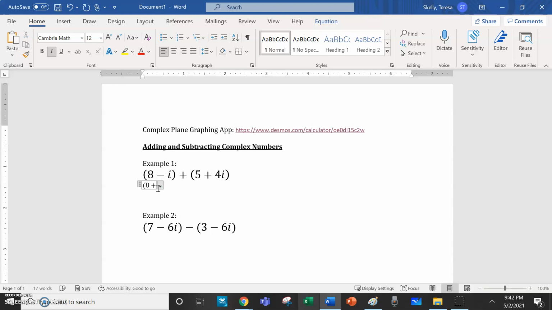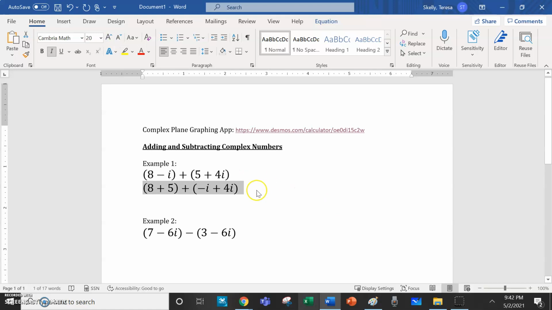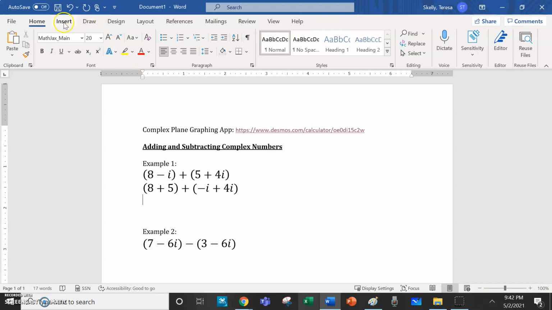8 plus 5 plus negative i. I'm taking that from this guy right here, and positive 4i. And then what I will do after that is then simplify. So that's pretty straightforward. I'm taking those terms and I'm going to combine them.